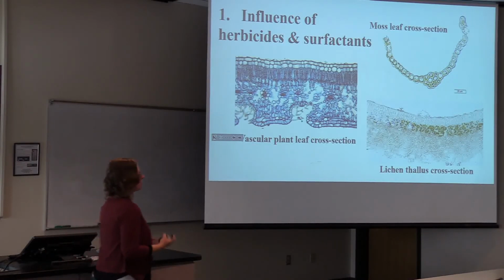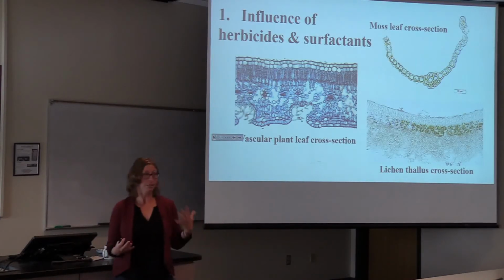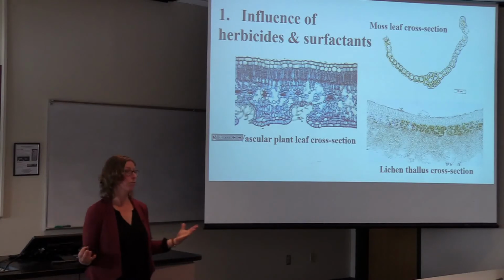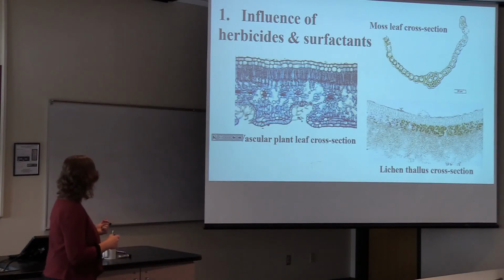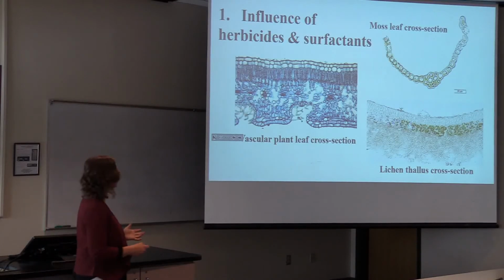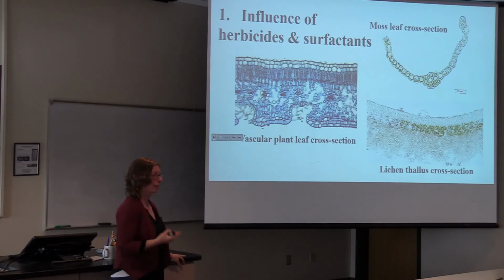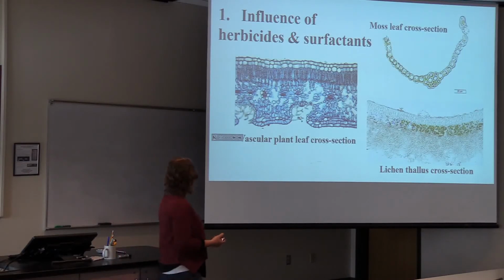But what we do know is how they act on vascular plants. And so we started thinking about it when we thought about these differences in their morphology and how they function physiologically. And so let me show you. Here we have a cross-section of a vascular plant leaf, a cross-section of a moss leaf, and a cross-section of a lichen thallus, or the main part of the lichen.